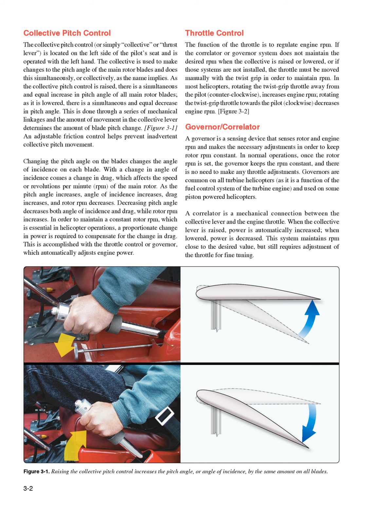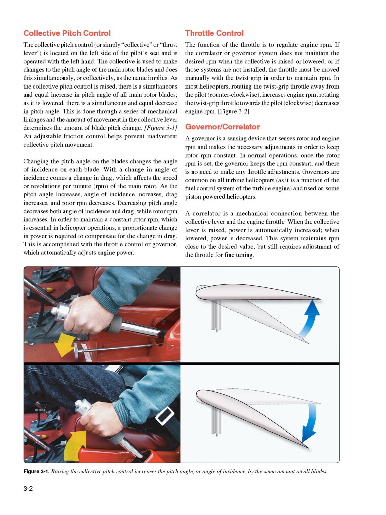Figure 3.2: Governor/correlator. A governor is a sensing device that senses rotor and engine RPM and makes the necessary adjustments in order to keep rotor RPM constant. In normal operations, once the rotor RPM is set, the governor keeps the RPM constant, and there is no need to make any throttle adjustments. Governors are common on all turbine helicopters, as it is a function of the fuel control system of the turbine engine, and used on some piston-powered helicopters.